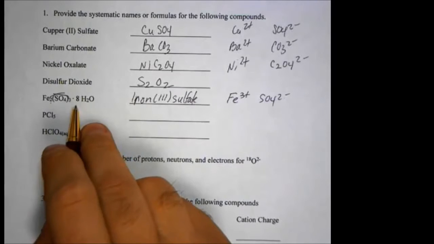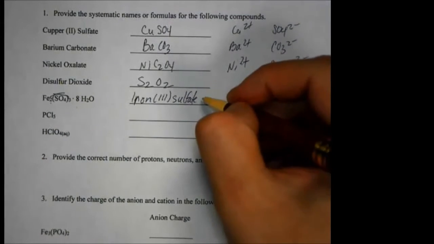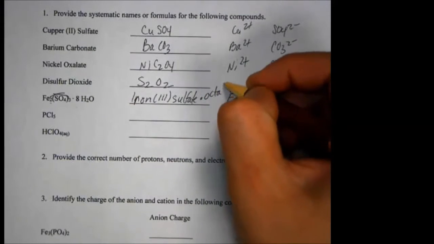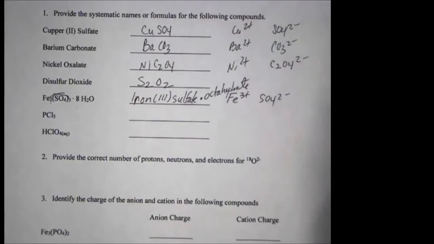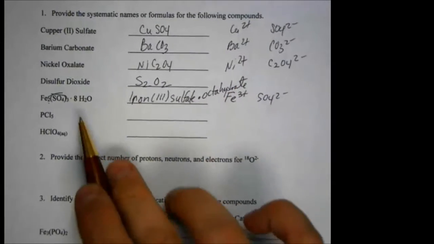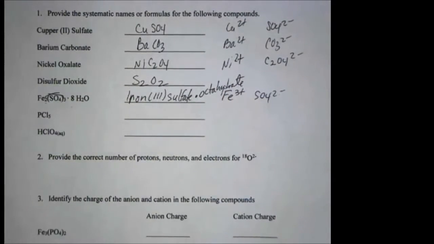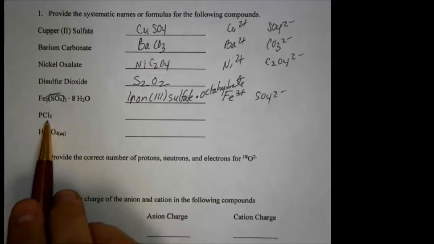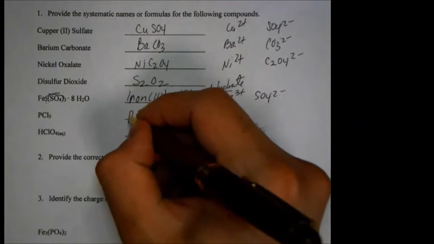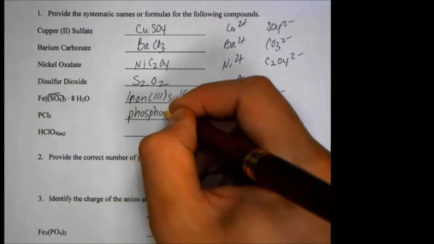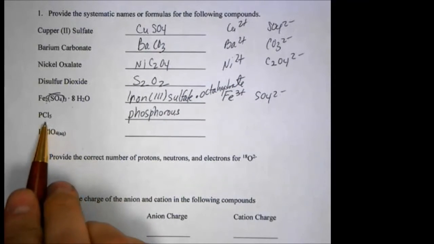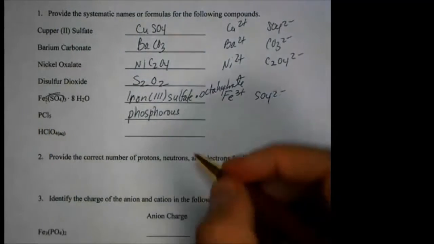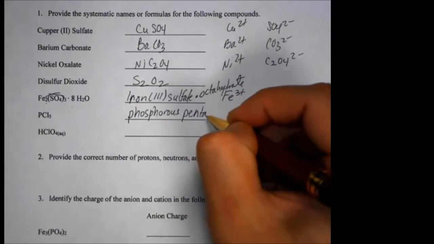And then we have to deal with the hydrate. So I have 8 waters of hydration, so that's going to be octahydrate. Okay? So the octa stands for 8, and then the hydrate is for the 8 waters of hydration. Okay, BCl5. So this is a molecular compound, a binary molecular compound. So the first element, we just put the name of the element, phosphorus. And then we have 5 chlorine, so that's going to be pentachloride.